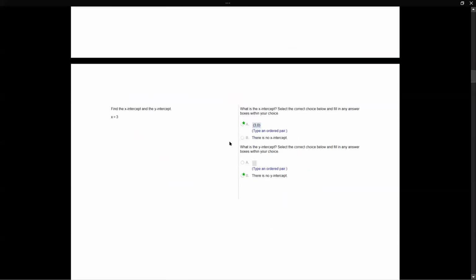Find the x and the y-intercept. So as you see now, you don't have the x and y in the form of ax plus by equals c. You have this part and you have this part, but you don't have this part. So let's see what's happening.